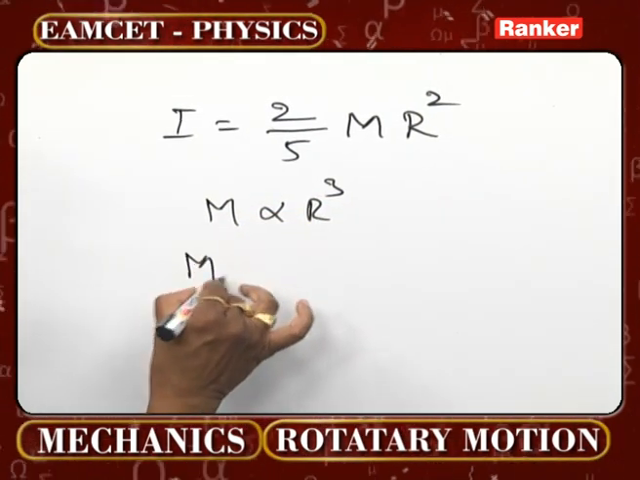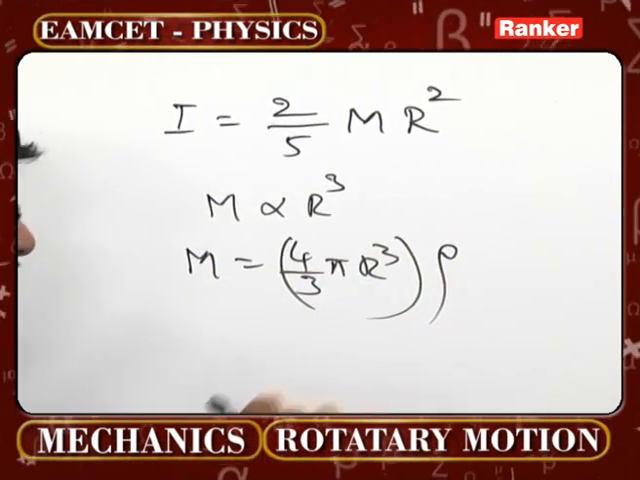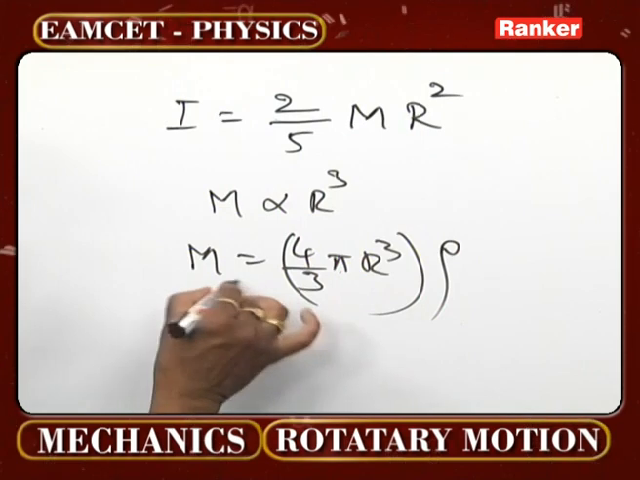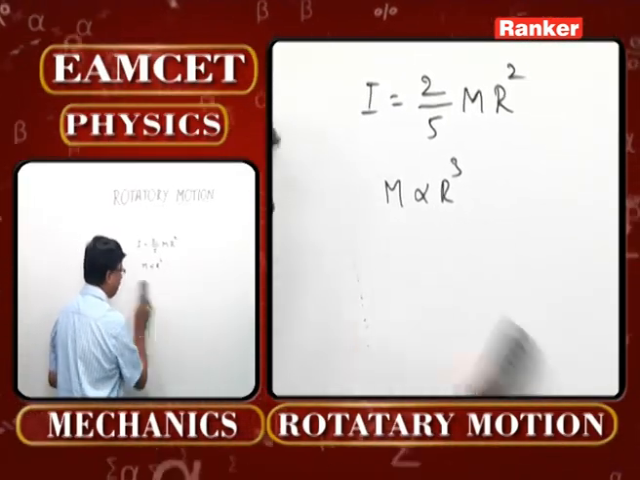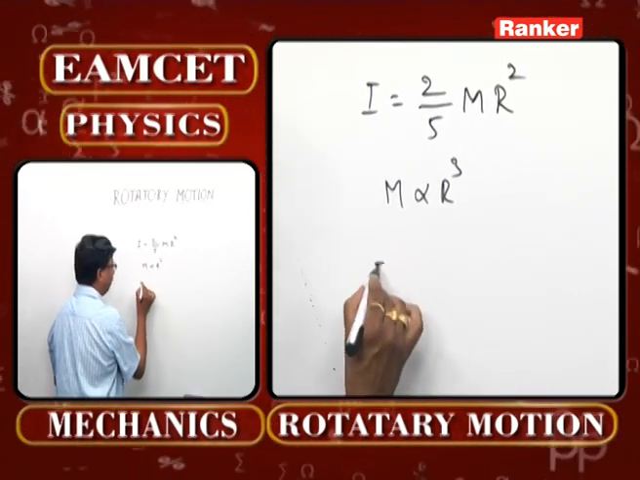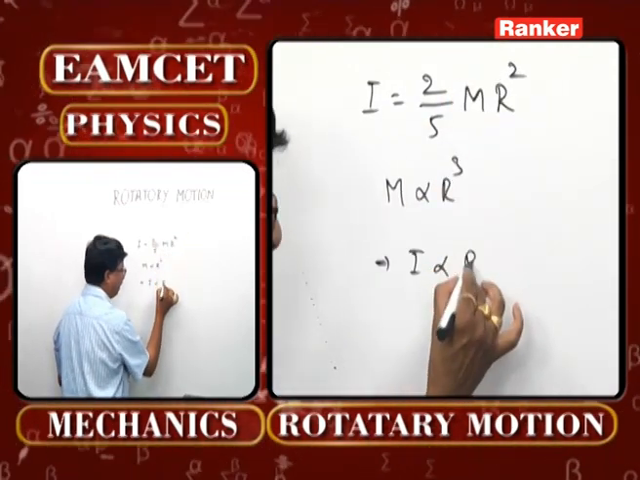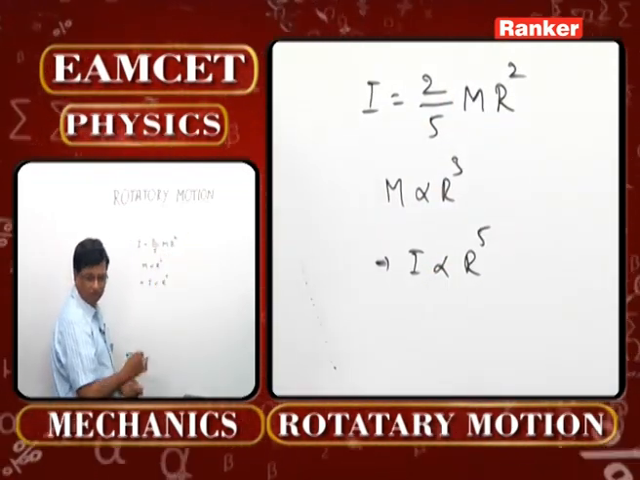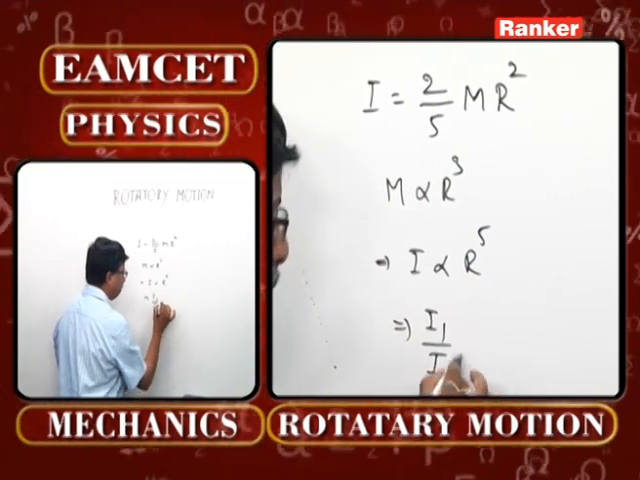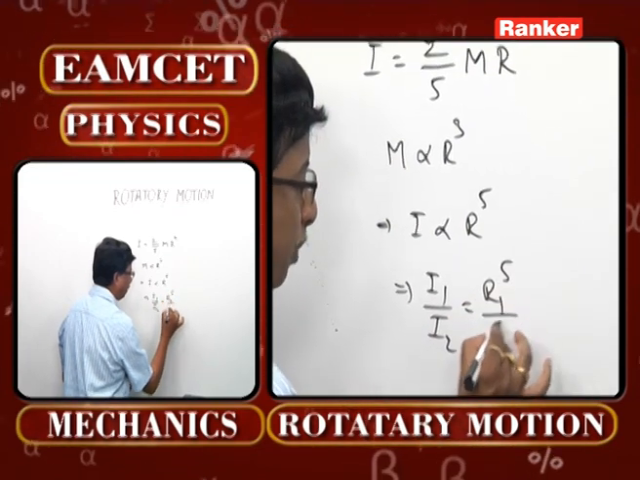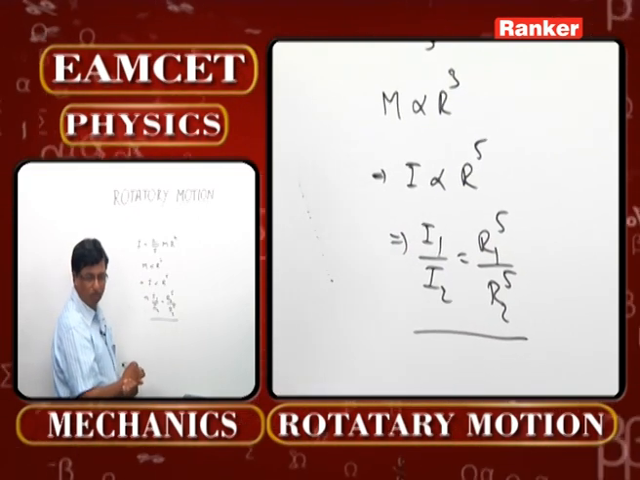What for? Mass can be taken as 4 by 3 pi r cube, which is the volume, into density, that is rho. All these things are constants. M is proportional to r cube, I can write. When M is proportional to r cube, then how to write this I value now? I is proportional to r cube into r square, that is r to the power 5. That is the concept. So how to write this equation now? I1 by I2 is equal to R1 to the power 5 by R2 to the power 5. That is the ultimate formula you have to take up.